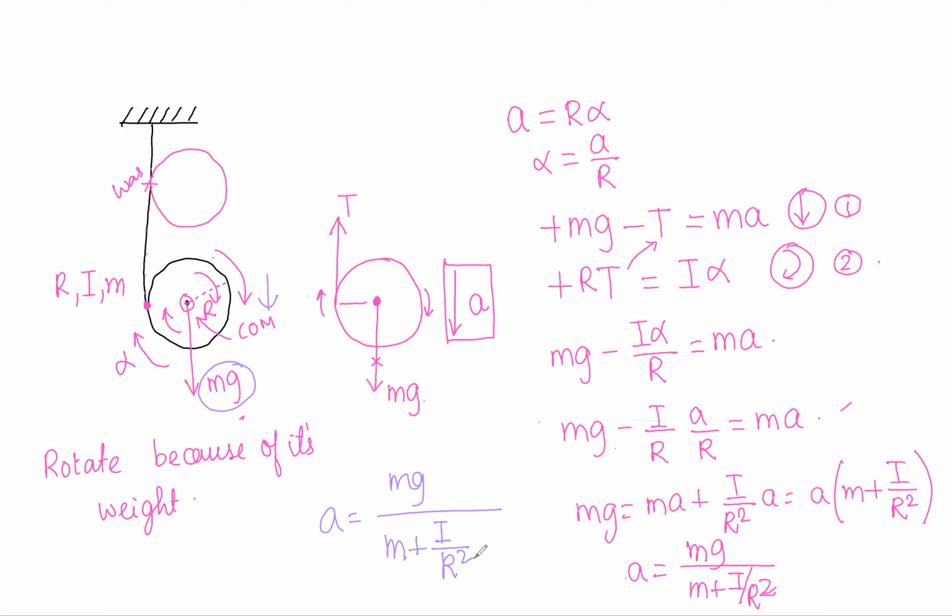But keep in mind, this is not a way to solve a problem. This is a way to understand the problem. Basically, the force mg is causing the mass to fall as well as to rotate. That is why the acceleration is equal to mg divided by m plus I by r square. ठीक है, समझ में आया?